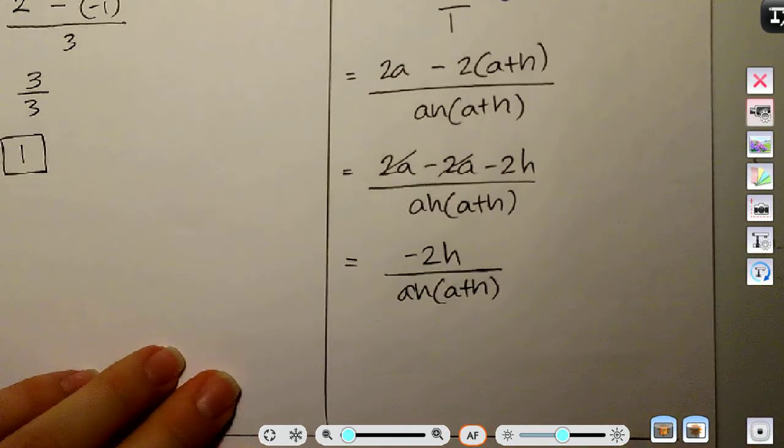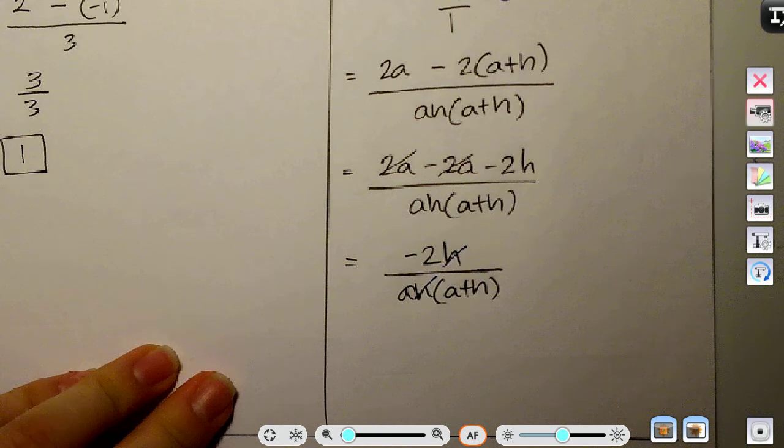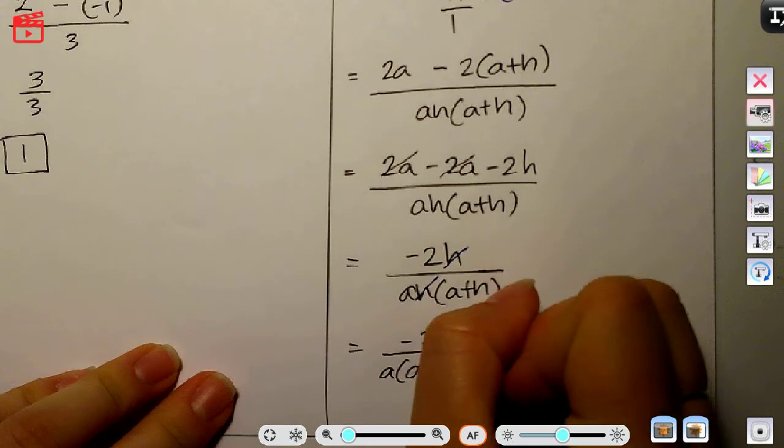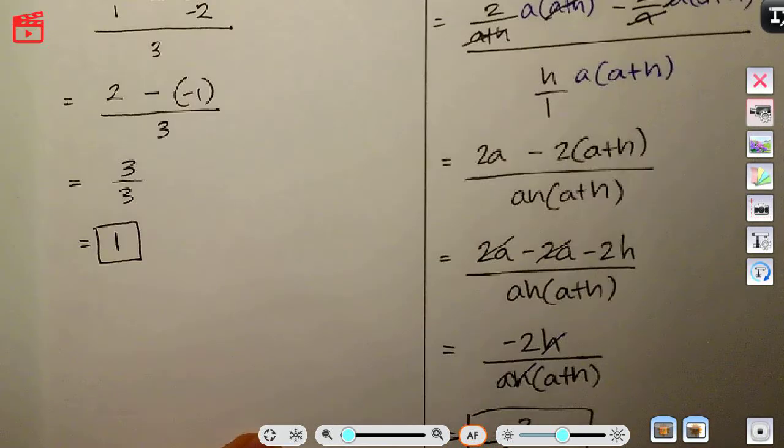And let's see, does anything else cancel? Yes, the h's cancel. So I'm left with negative 2 over a times a plus h. And that is it for 2.4.